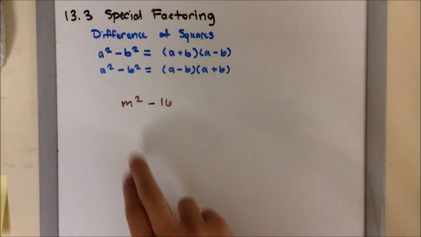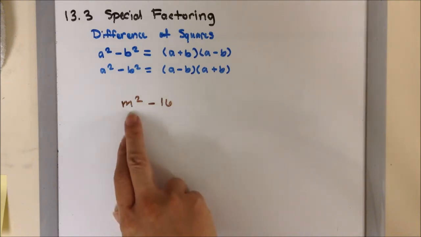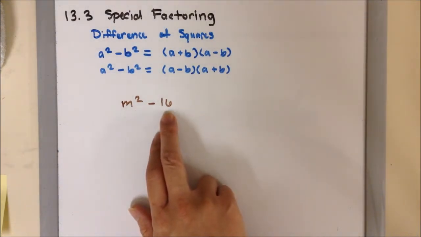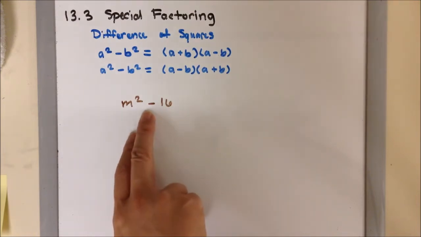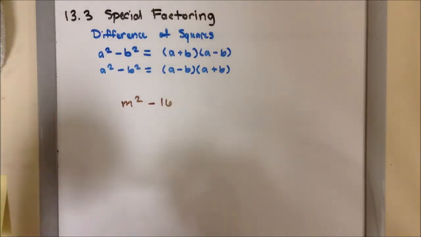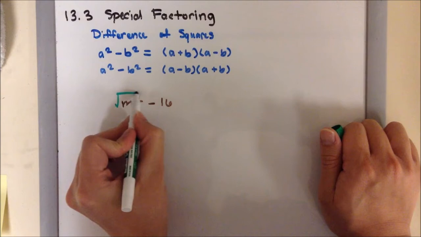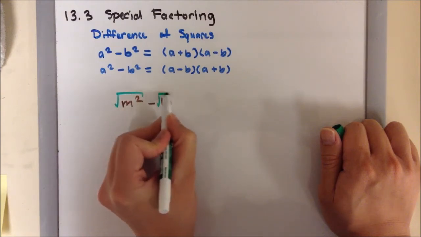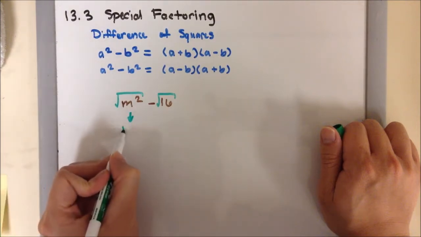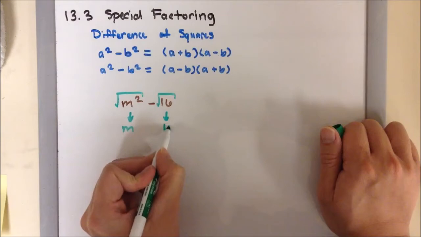In the second example, we have m squared minus 16. So let's take a look at the first term. M squared is a perfect square. 16 is also a perfect square, and it has a minus in the middle. So this is in the form of a difference of squares. So what I'm going to do is I'm going to find the square root of the first term and then the square root of the second term. The square root of m squared is m, and then the square root of 16 is just 4.